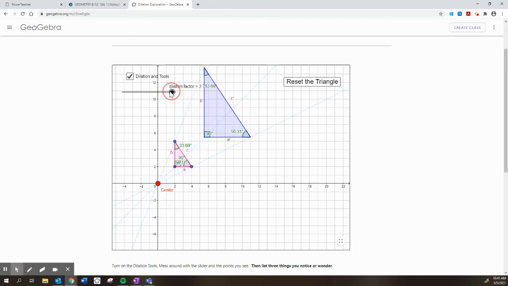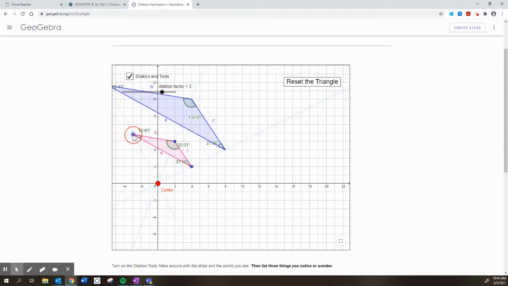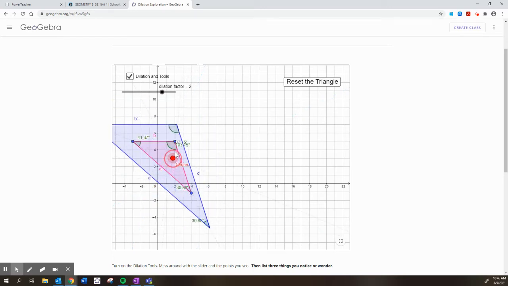When I dilate this triangle, the angles are the same. I have a 56.3 degree angle, a 33.69 degree angle, and then a 90 degree angle. And it's the same in the original triangle. And I can change other things about it, like so. I can also change the center of dilation so that the new triangle surrounds the old triangle. And also notice that when the dilation factor is less than 1, instead of making a larger triangle, I'm making a smaller triangle.